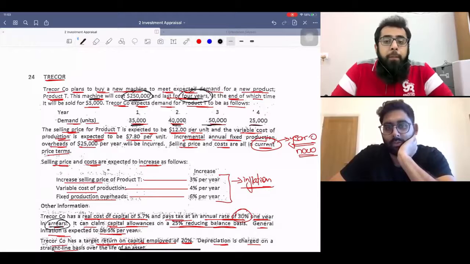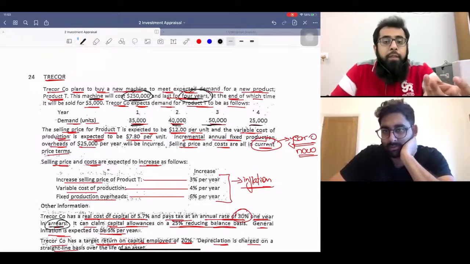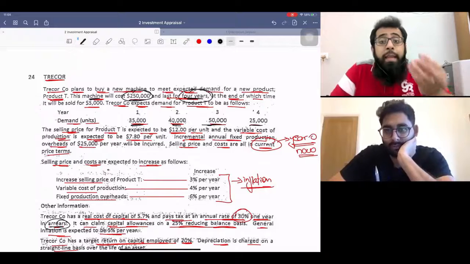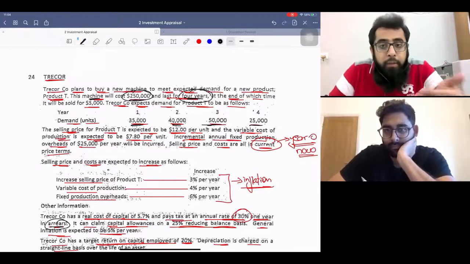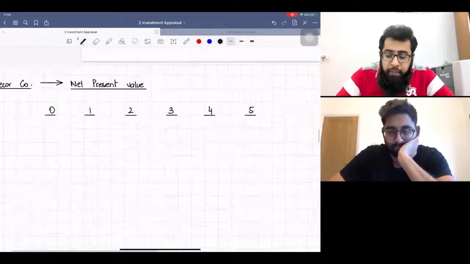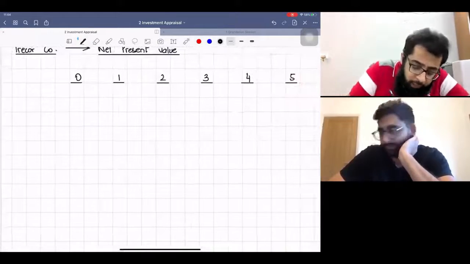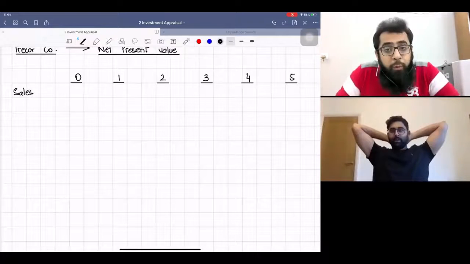Now, when you say operational, you mean the demand, sales, variable cost, fixed cost, the cash flows on which the tax will be charged. On investment, there will be no tax. On working capital investment, there will be no tax. On scrap value, there will be no tax. So always try to solve the operational cash flows first. So first of all, I will put up the operational cash flows.